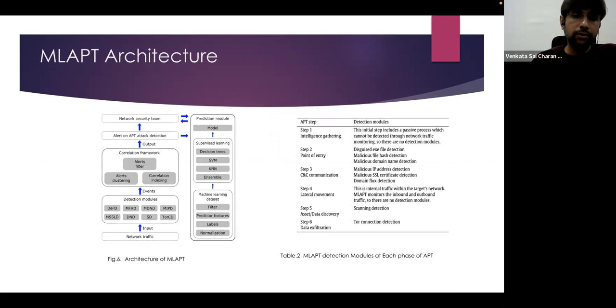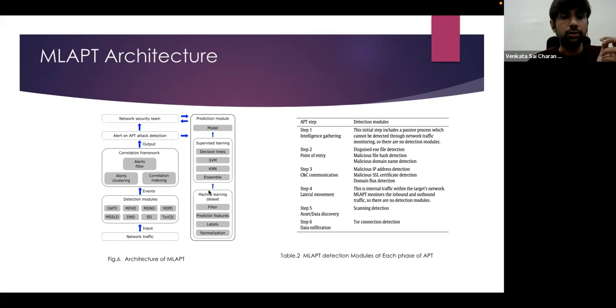And the third one was the prediction module. The task of the prediction module is to identify the sub APT scenarios and then try to find out the probability. They have taken the previous 6 months of data and trained their models to identify the malicious and the benign APT scenarios.